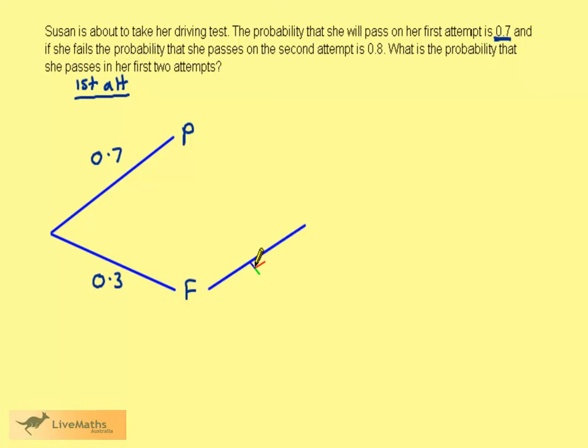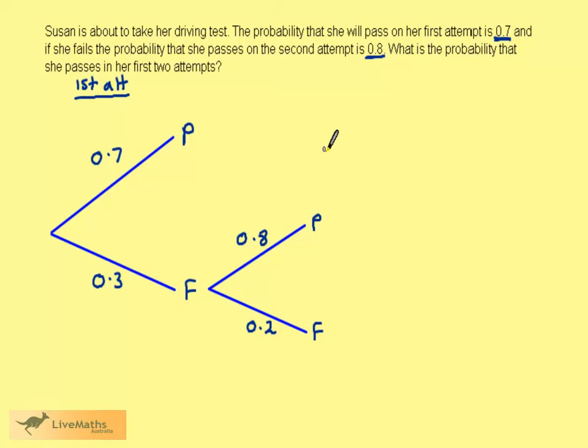So we need a branch here to represent the second attempt at the test, which of course she can either pass or fail. The probability of passing is 0.8, so of failing is 0.2.